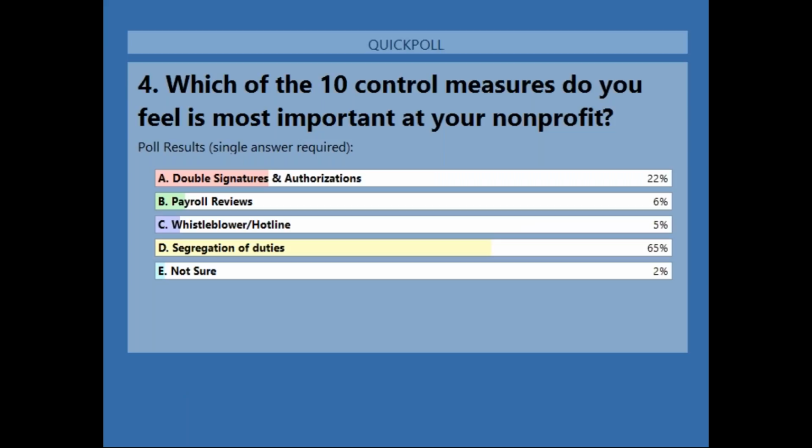And the popular answer was D, segregation of duties, with 65%. No surprise. All right.